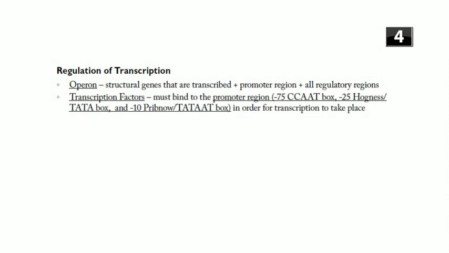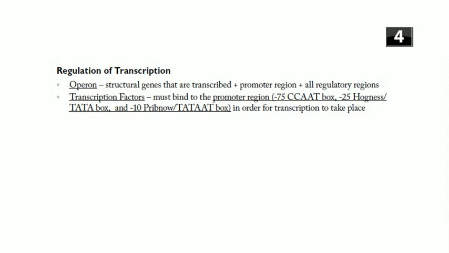Transcription factors. Now these aren't part of your DNA. Transcription factors are proteins that bind to the promoter region and that allows transcription to take place. So no transcription factor, no DNA transcription. No promoter region, no transcription. The promoter regions include the CAT box, the TATA box, and the Pribnow box.